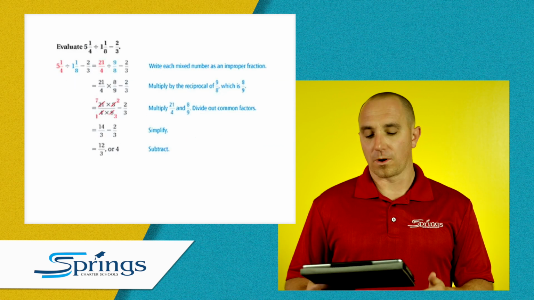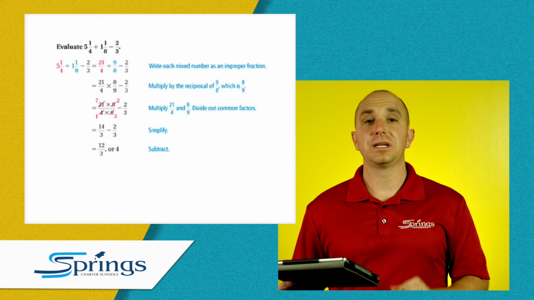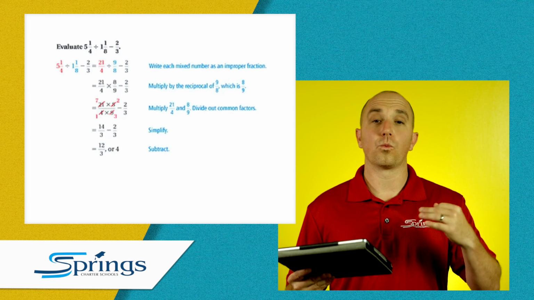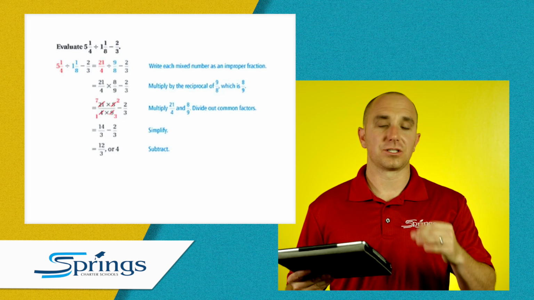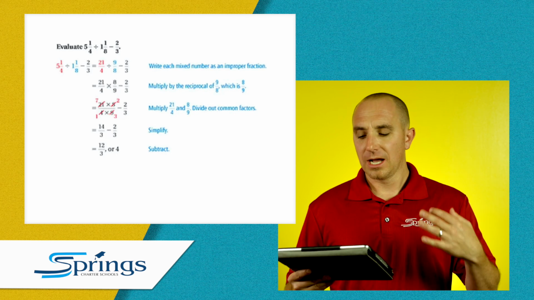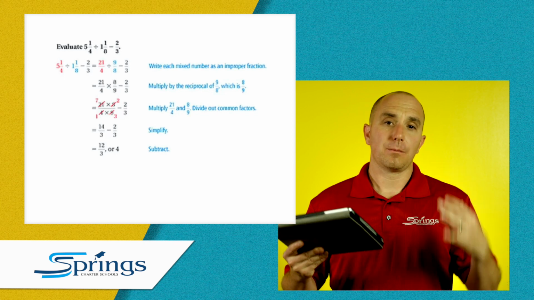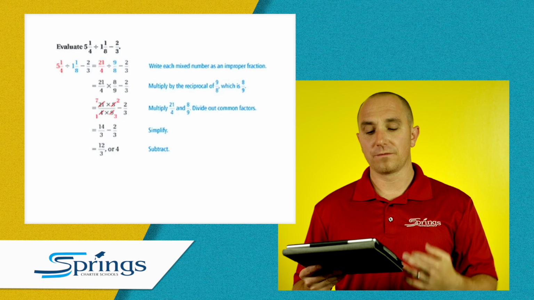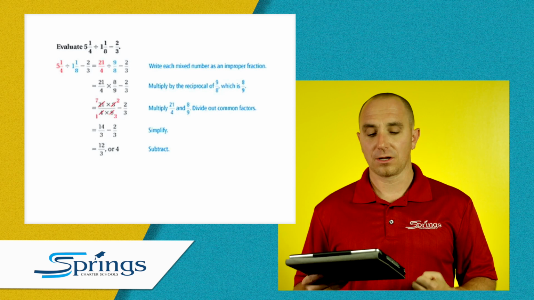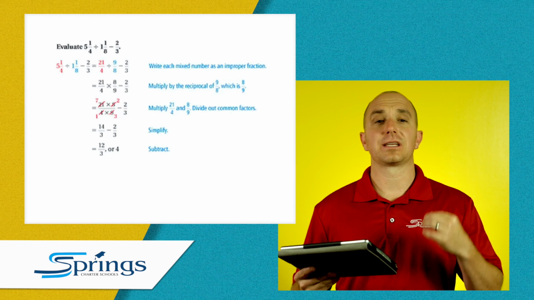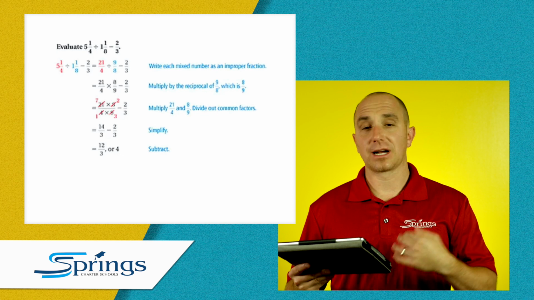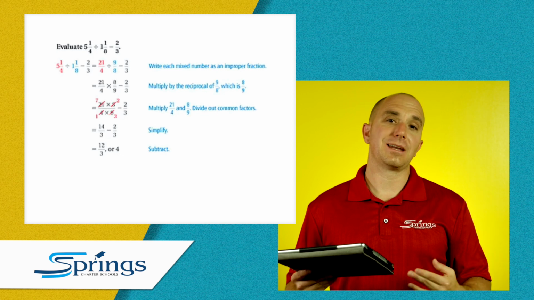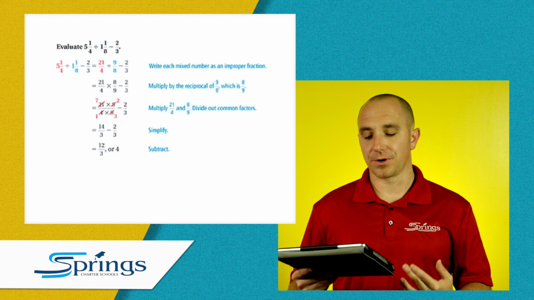All right, let's try one more. This time we're going to look at 3 different numbers. We're going to evaluate 5 1/4 divided by 1 1/8 minus 2/3. So again, we have to turn everything that's a mixed number into an improper fraction. So 5 1/4 turns into 21/4. 1 1/8 turns into 9/8, and then we subtract 2/3. So our new equation reads 21/4 divided by 9/8 minus 2/3.